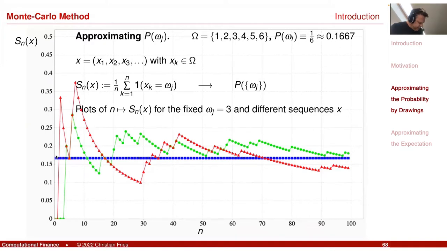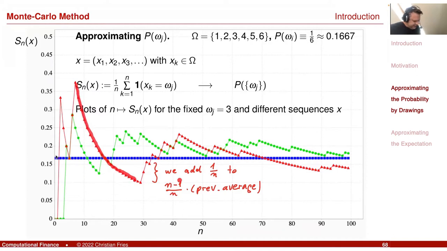The jump here, whenever we jump up, means we add 1 divided by n to the average. Or maybe let's do it precisely. We add 1 divided by n to n minus 1 divided by n times the previous average. So you see the average is always scaled down with this factor if I get more guys, and sometimes I jump up by 1 divided by n. And you can also let this run. You see the true value here is 1 divided by 6.